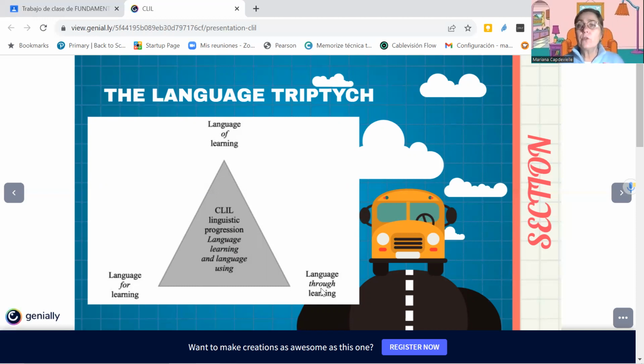And then you have the language through learning. Any idea what this might be? Through learning. Well, this is all the language that comes up as you are going through the project. You are working, you are doing research, you are analyzing, you are solving problems, and there's language that maybe you didn't know and you come across it and you say, okay, now I would like to know what this is. So I write it down and I have learned it through the process of learning. Okay.